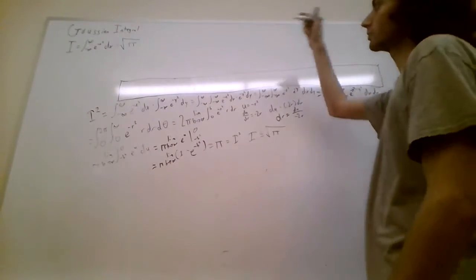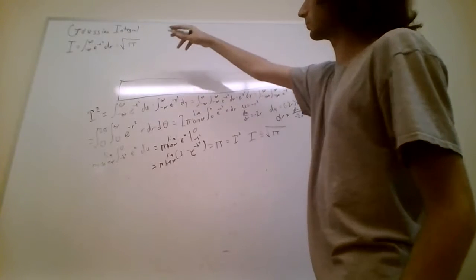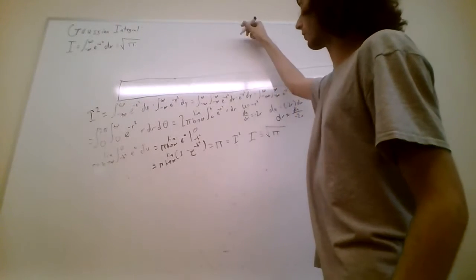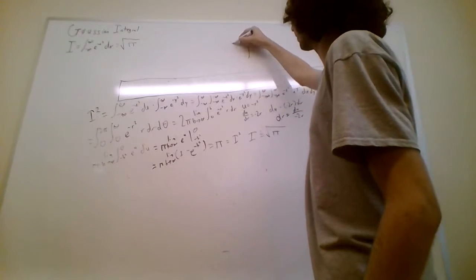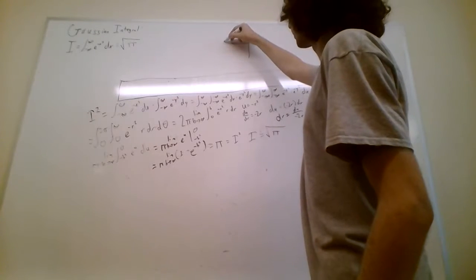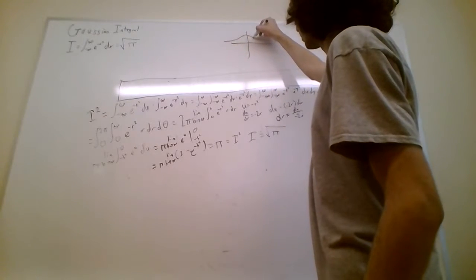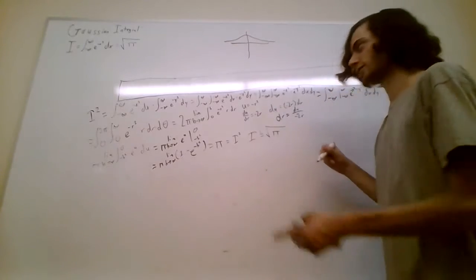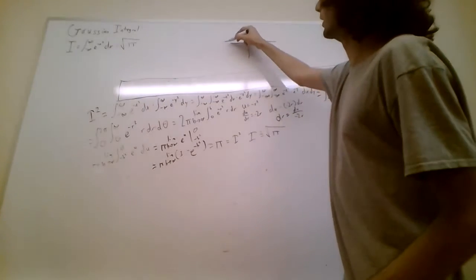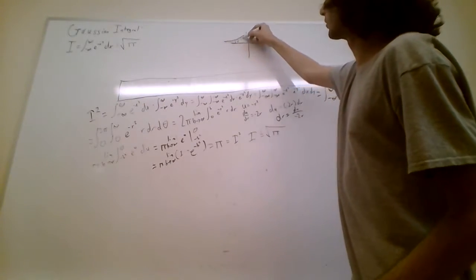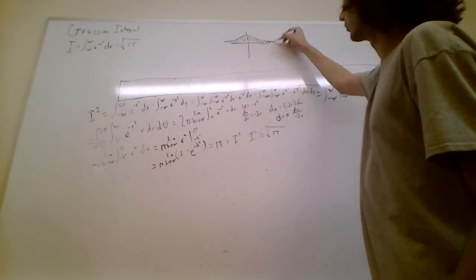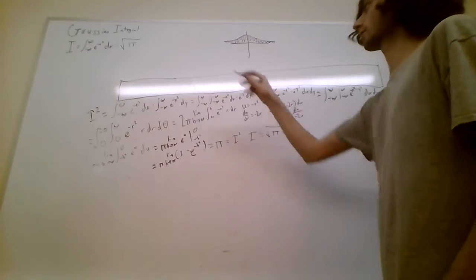One thing I actually haven't done yet is shown you what this curve for e to the negative x squared looks like. It kind of looks like a normal curve actually, if you can see that. So basically we integrated the entire area under this from negative infinity to infinity, which is just square root of pi.